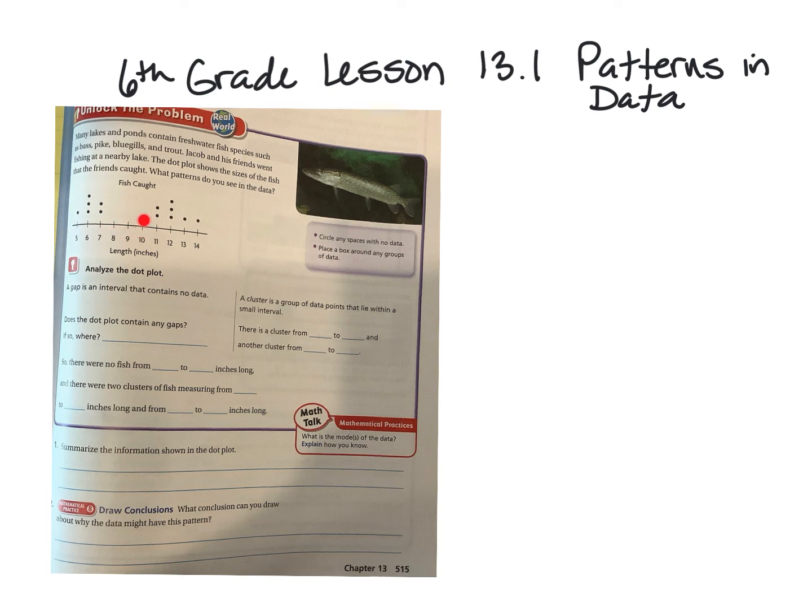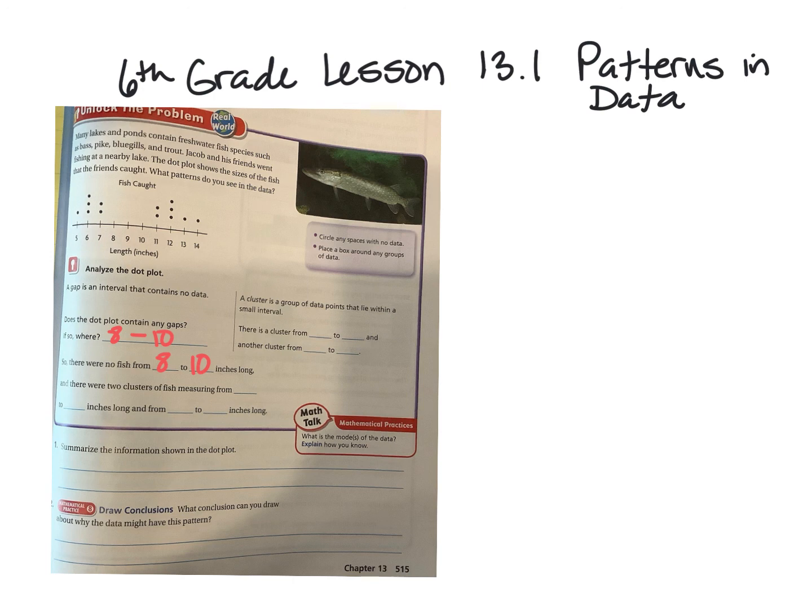Sometimes you'll see a gap. Not always, but sometimes you'll see a gap when you look at that. And a gap is an interval that contains no data, a space that contains no data, no information. So in this case, we do have a gap. Does the dot plot contain any gaps? If so, where? Yes, we see this gap right here between 8 and 10. So between 8 and 10. Okay? So there were no fish from 8 to 10 inches long. No fish from 8 to 10 inches long is what we have discovered when we laid that out.